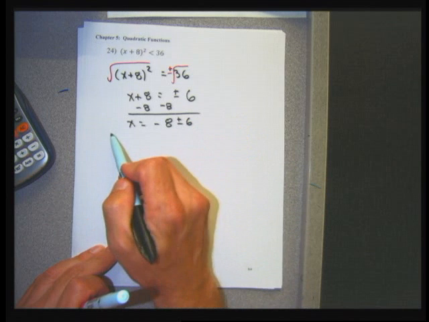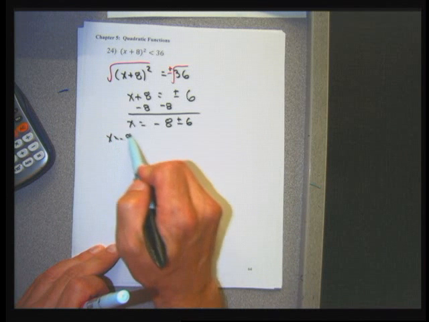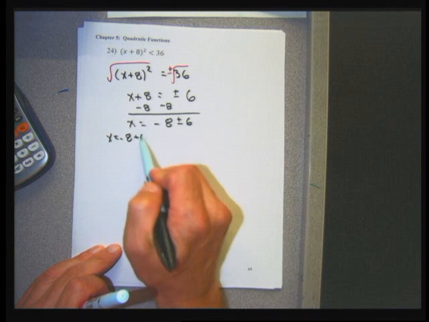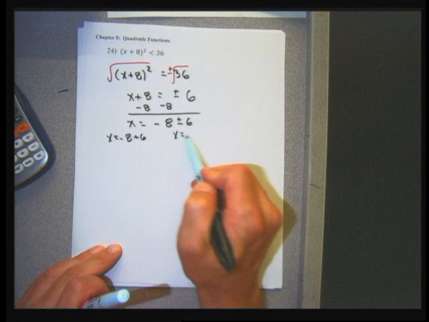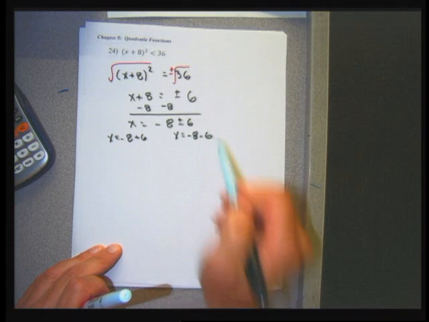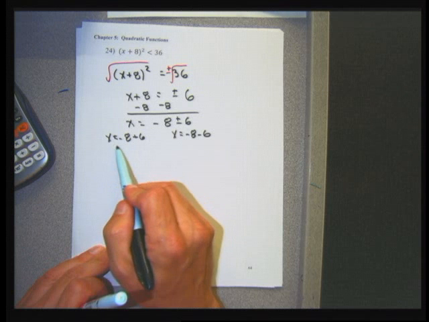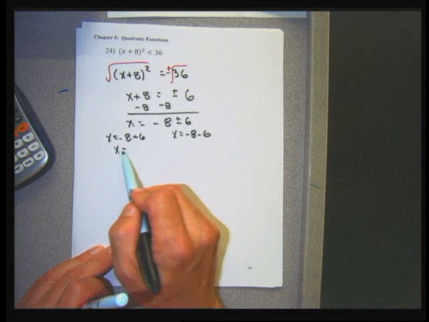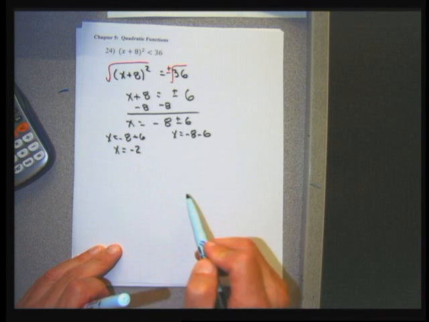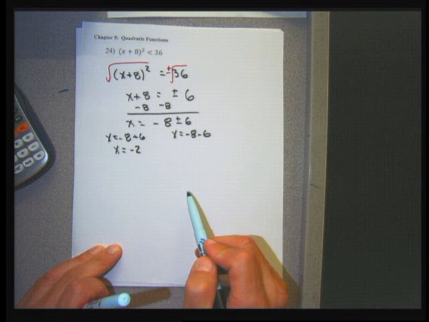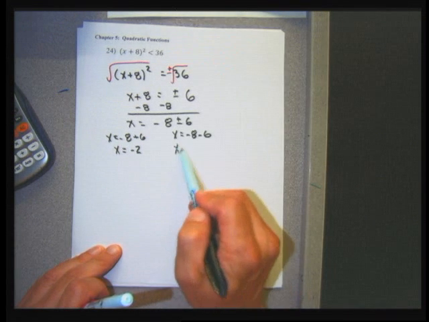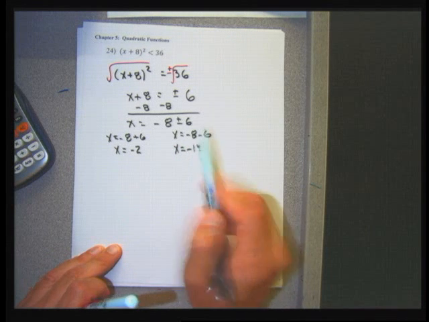I make up the two problems. X equals minus 8 plus 6, and x equals minus 8 minus 6. The minus 8 plus 6 have opposite signs, so I subtract the numbers, take the sign of the larger, and get a negative 2. The minus 8 minus 6 have the same sign, so I add the numbers and keep them negative and get a minus 14.